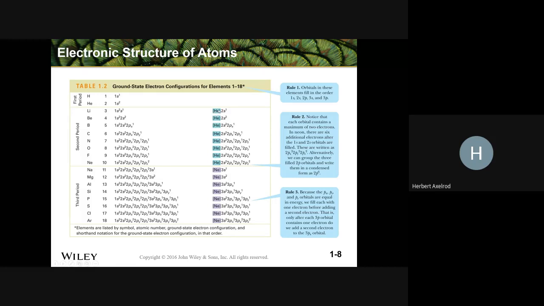So we put in brackets the symbol for the noble gas, and then we add the valence electron terms. That would be 2s1. So we keep building up until we get to, say, beryllium. We can hold up to 2 electrons in the 2s orbital, so we can add a second electron to the 2s orbital, and we get the electronic configuration for beryllium.